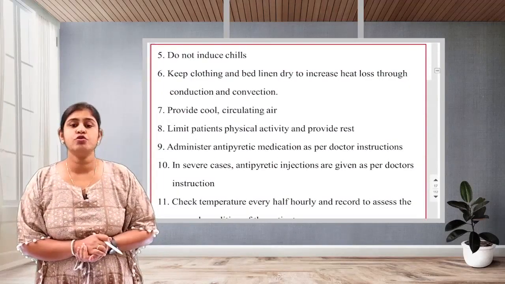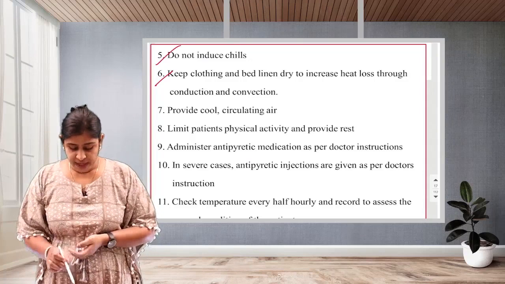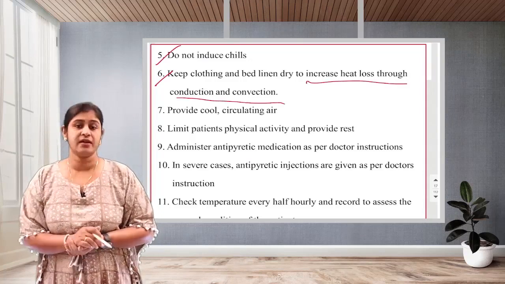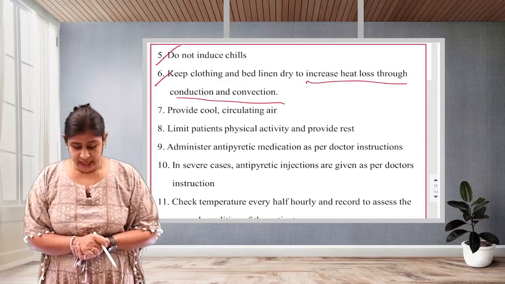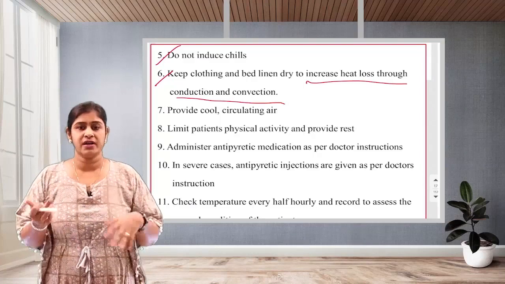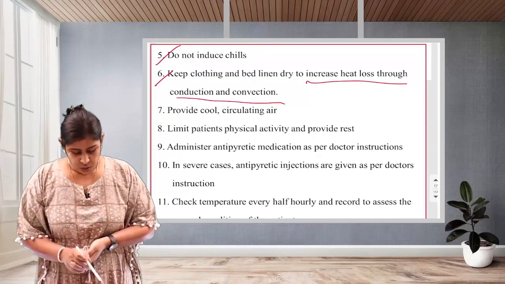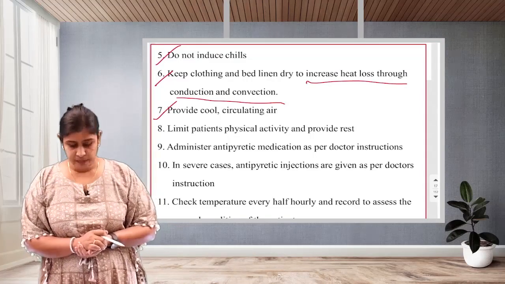Next point is do not induce chills. Next is keep clothing and bed linen dry to increase the heat loss through the conduction and convection method. So you have to make sure that you provide dry clothing and bed linen to the patient. Why? To increase the heat loss through conduction and convection. Provide cool and circulating air to the patients.